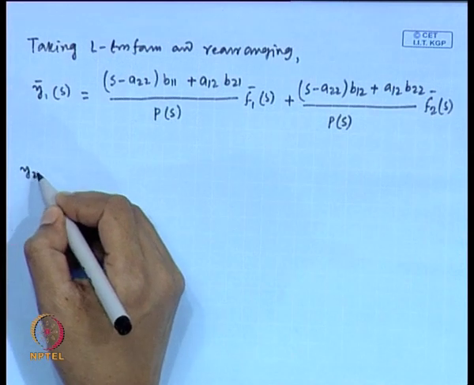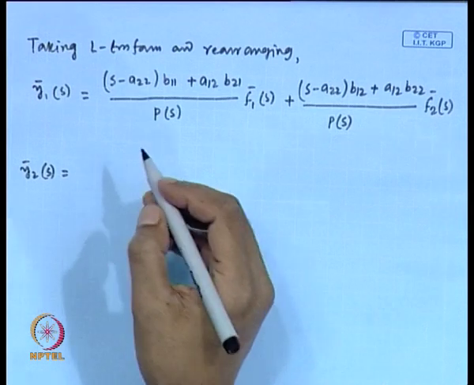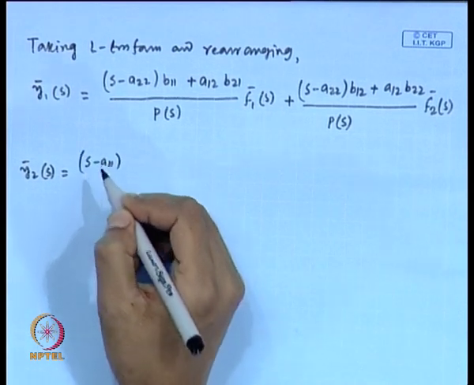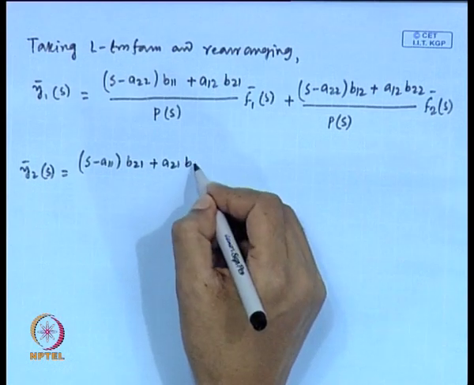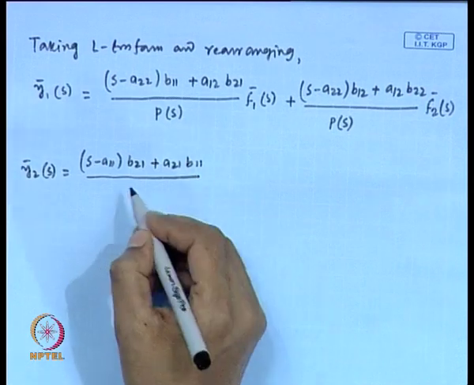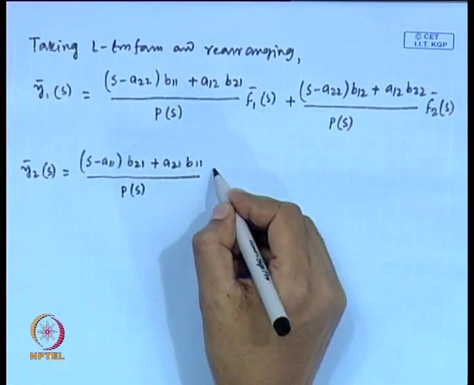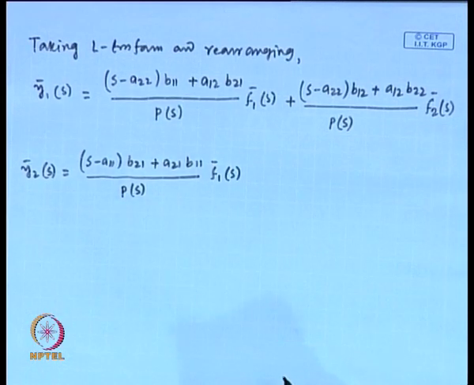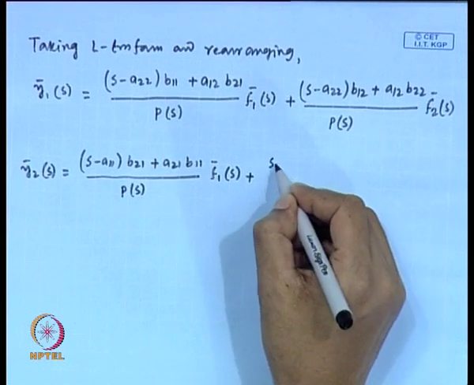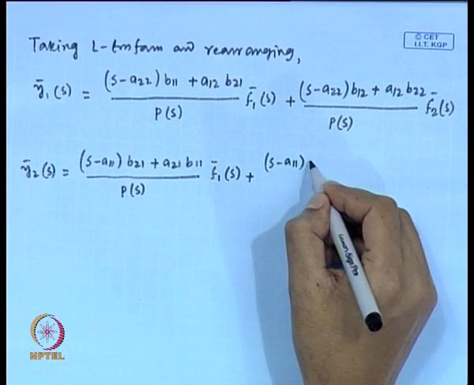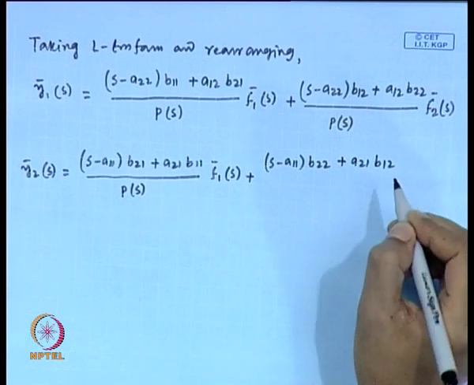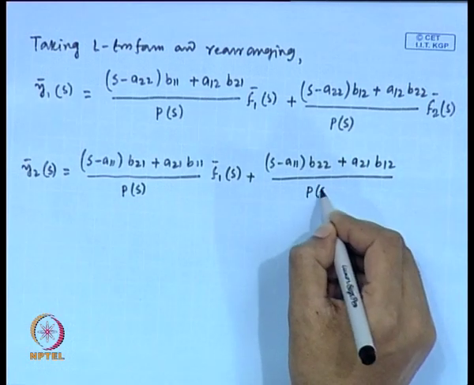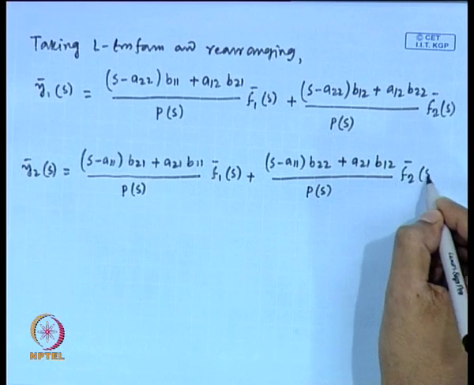Similar expression for another output y2 we get, that is y2 bar s equal to (s minus a11) b21 plus a21 b11 divided by P(s) times F1 bar s, plus (s minus a11) b22 plus a21 b12 divided by P(s) times F2 bar s.